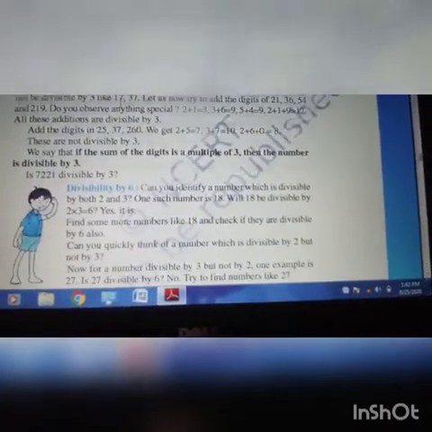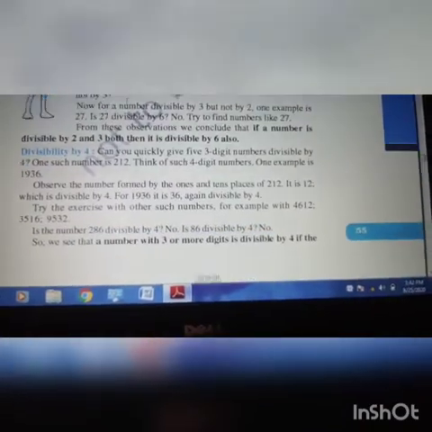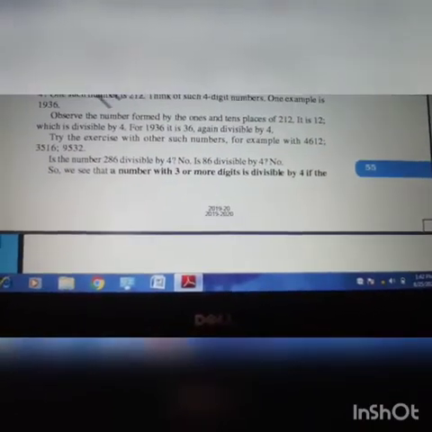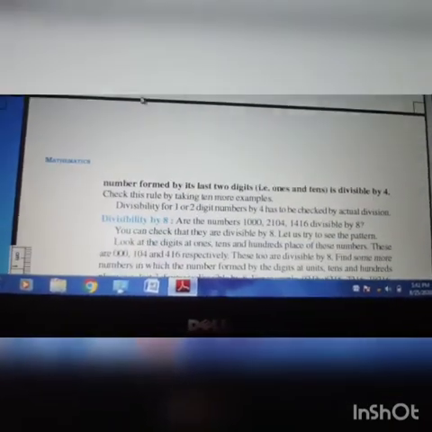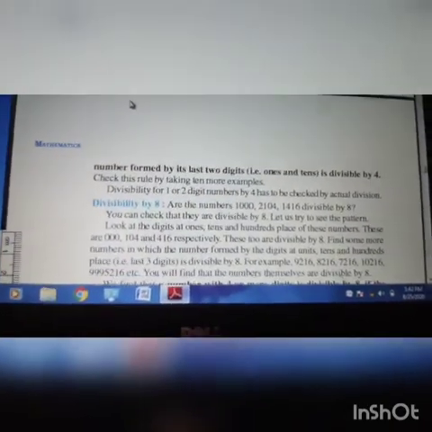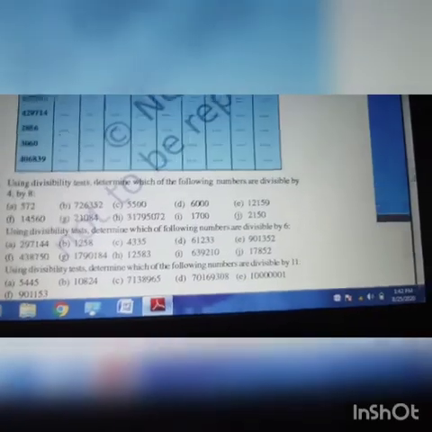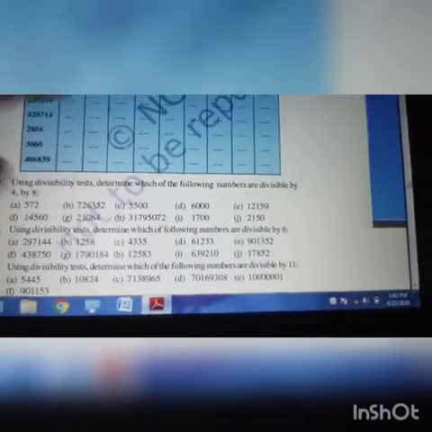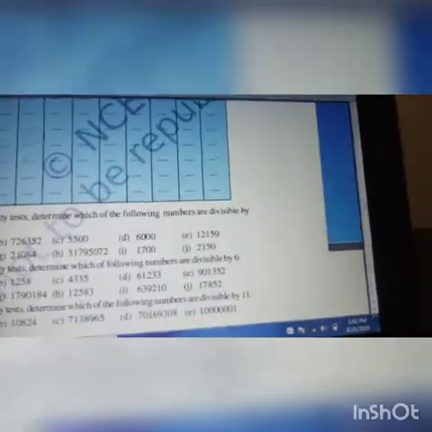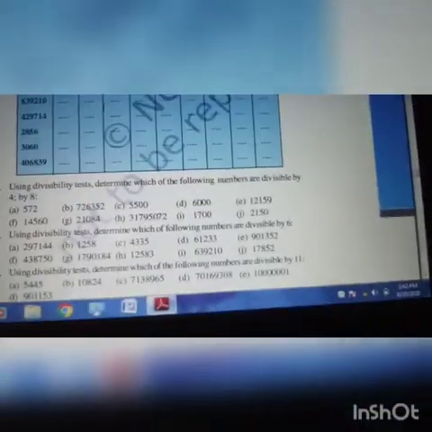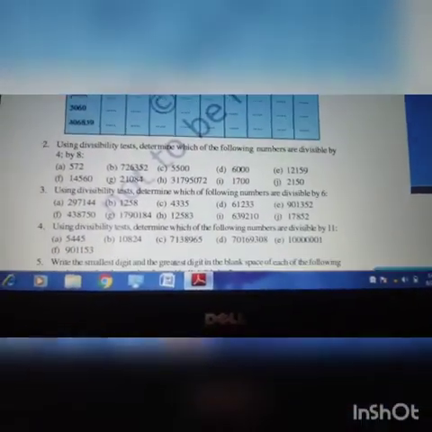10, the last digit is 0. 11, you add the digits in the odd places and the even places, then you subtract. It should be either 0 or a multiple of 11. Okay, next they have given a few problems. See, you should check the divisibility test for 4 and 8 in this one, for 6 in this one, and for 11 in this one. Okay, and you can check some more problems from the net. Okay, my dear, that's all. This is your term 1 portion.